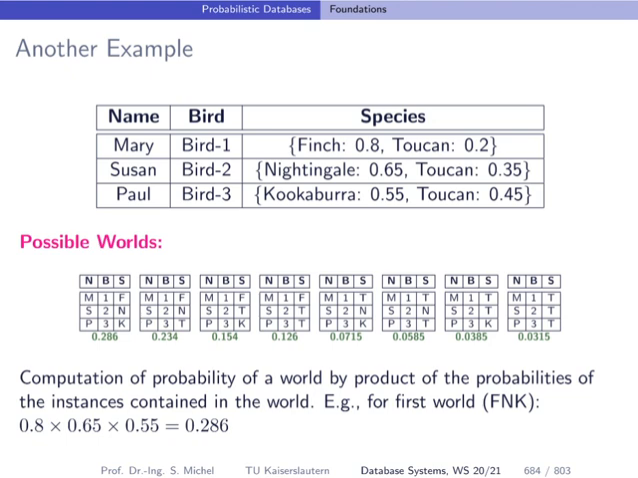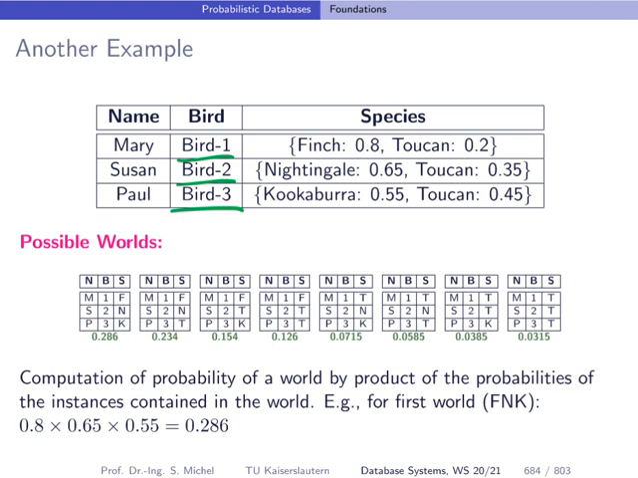So here's another illustrative example for probabilistic databases. Here we talk about people watching birds. So we have Mary, Susan, and Paul sitting at home, on the balcony, let's say, in front of their house, and they're watching birds. And Mary is seeing a bird that we call here bird 1. Susan sees another bird, bird 2, and Paul another bird, bird 3. We assume that these are different. Let's say they're living in different cities.